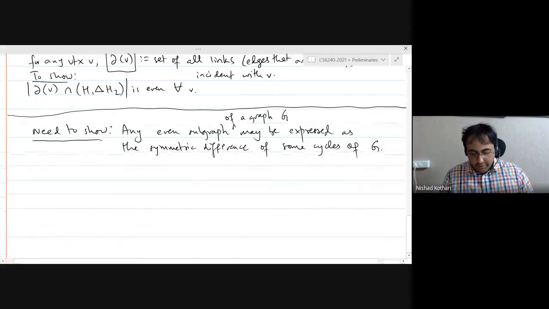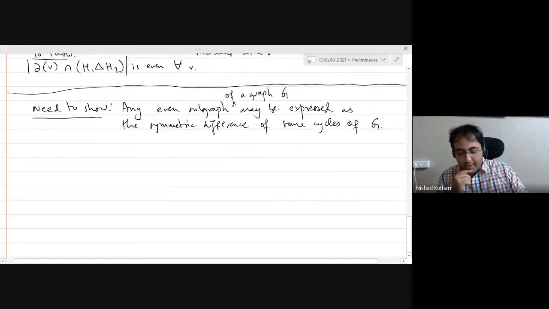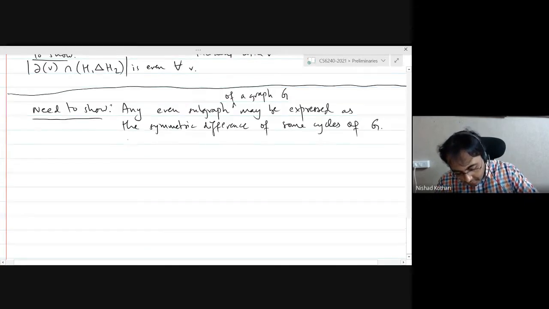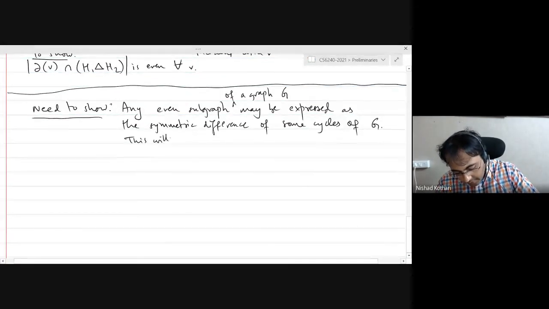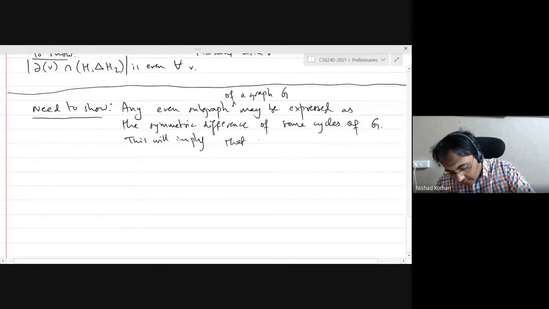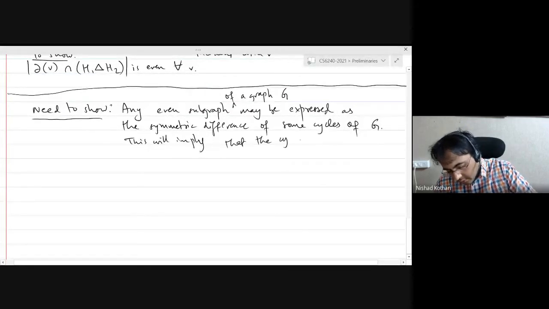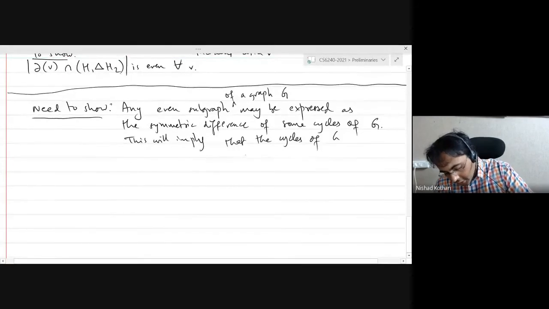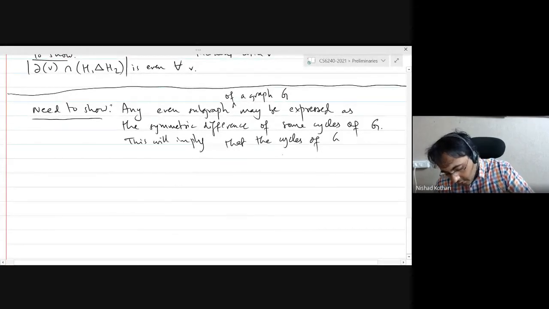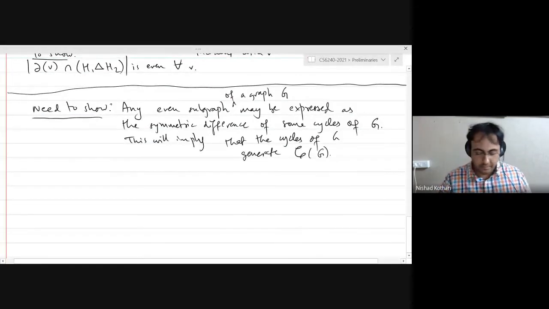Good. So this is what we will show, and this will imply that the cycles of G generate the entire cycle space, which is why we call it the cycle space. Okay, this is what we still need to show.